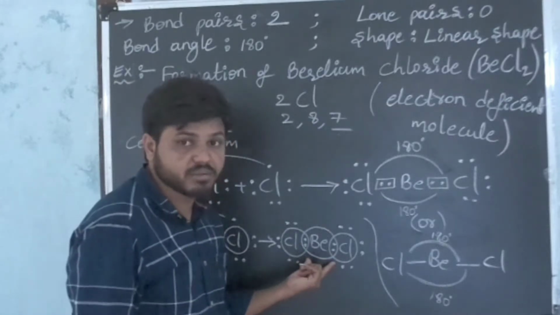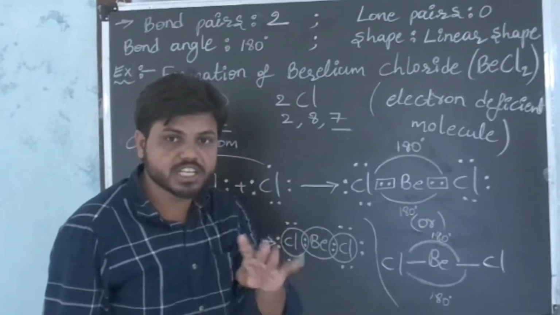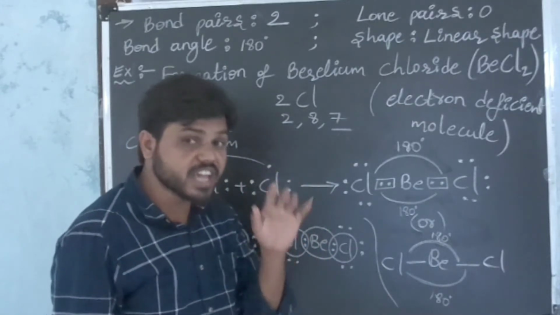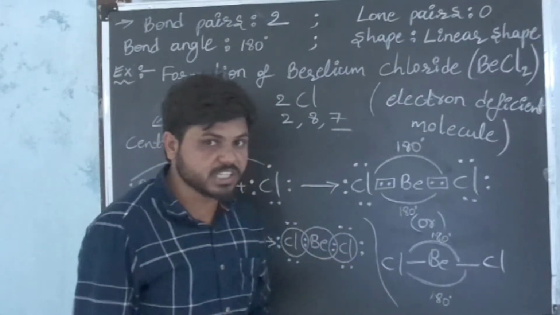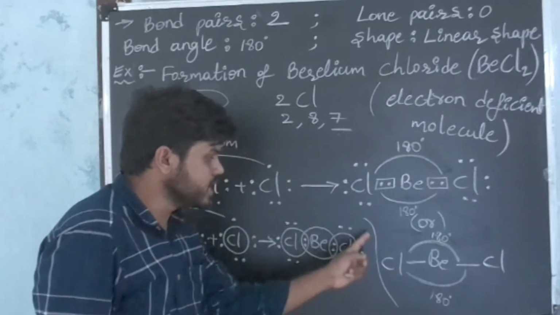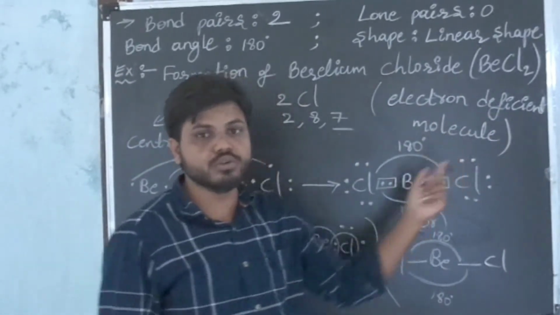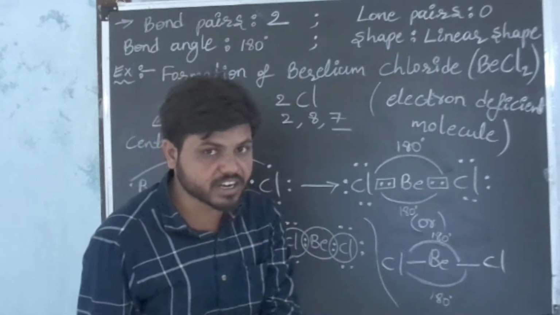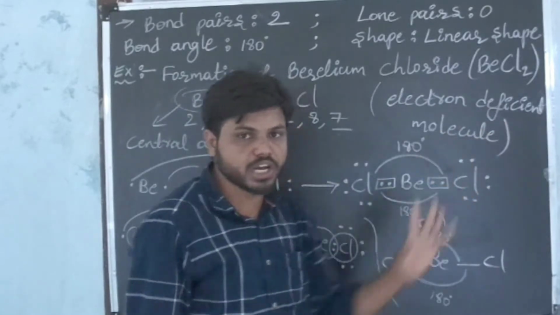Now see the central atom, that means beryllium. Beryllium possesses only 4 electrons. It is not possessing 8 electrons. That's why this beryllium chloride molecule is called an electron deficient molecule. The central atom of the molecule is not possessing 8 electrons, so the molecule is called an electron deficient molecule.